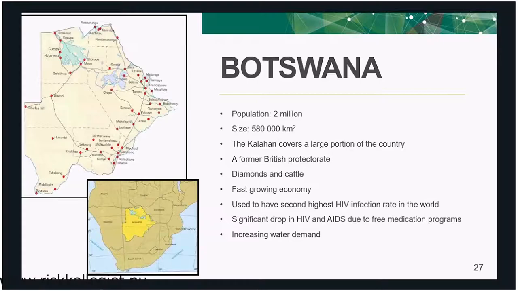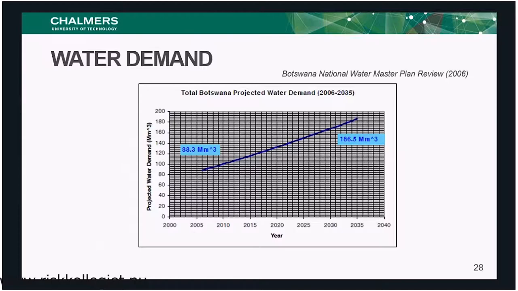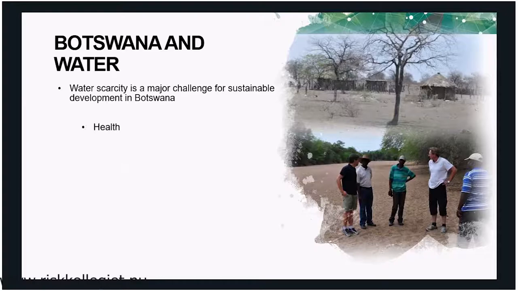But with this comes an ever-increasing water demand. You see the curve here from 2006 until 2035, showing a very steeply increasing demand curve for water use in the country. So water scarcity is a major challenge. It affects health, opportunities, economy, gender equality, and so forth. It's really an important part for Botswana as a country and for the possibilities to develop.